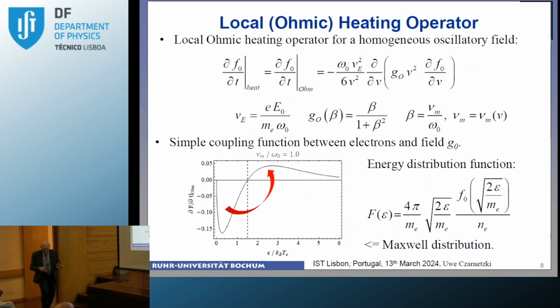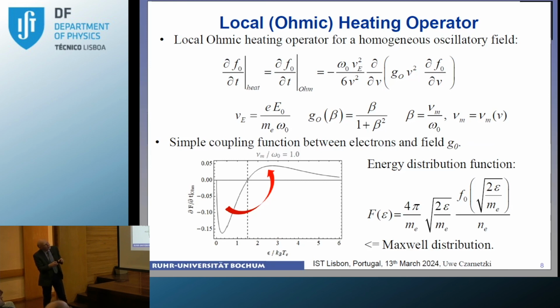Nevertheless, let's step back and talk for a minute about local ohmic heating in order to understand what the heating operator actually is doing. So imagine a homogeneous oscillatory field. There's nothing about this non-locality, and the heating operator has this form. This was the left-hand side of this balance I introduced before. There are some derivatives, and there is what I call G_O. This is the coupling function, and for the local ohmic heating, this coupling function has a very simple form and depends only on the elastic collision frequency divided by the frequency of the oscillatory field. So this is for an oscillatory field here.